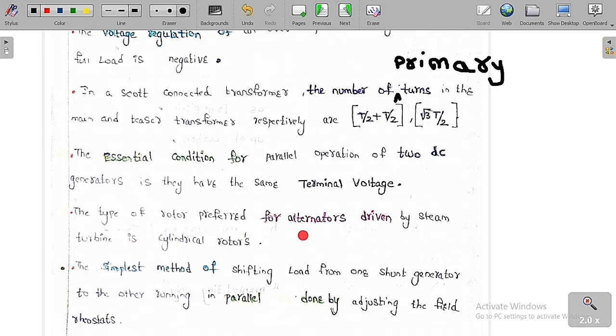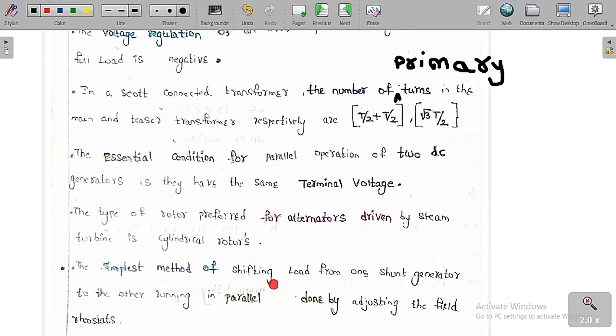The type of rotor preferred for alternators driven by steam turbine is cylindrical rotors. I've already told you, in a thermal power plant and a nuclear power plant, we use cylindrical rotors. Cylindrical rotors have a small diameter but a huge axial length. Whereas in a hydro power plant, we use salient pole rotors, which have a huge diameter but less axial length. These things I've already told you.